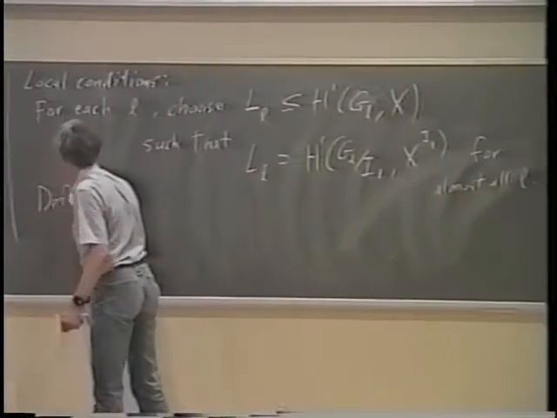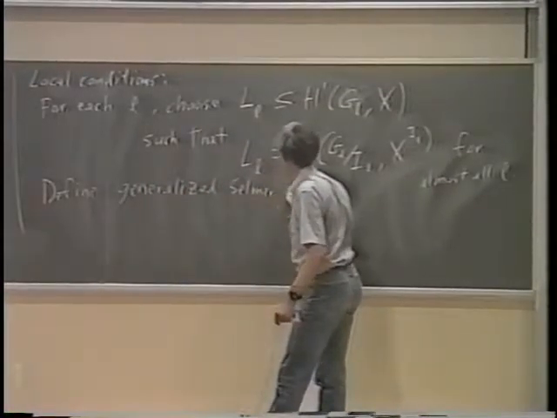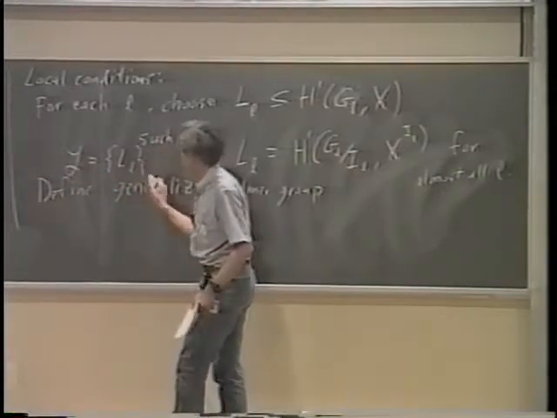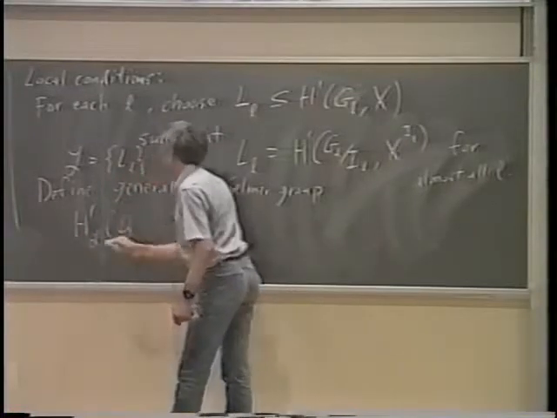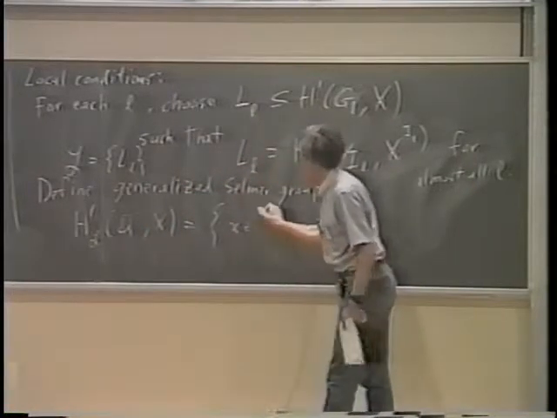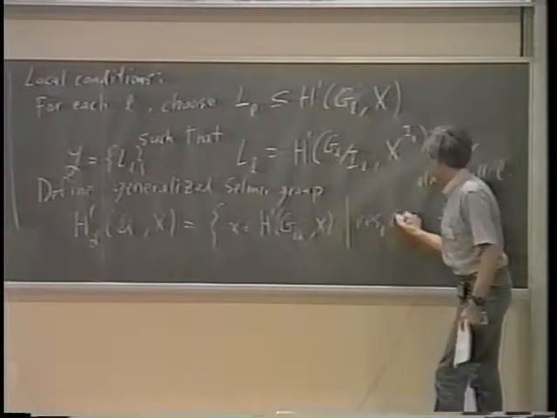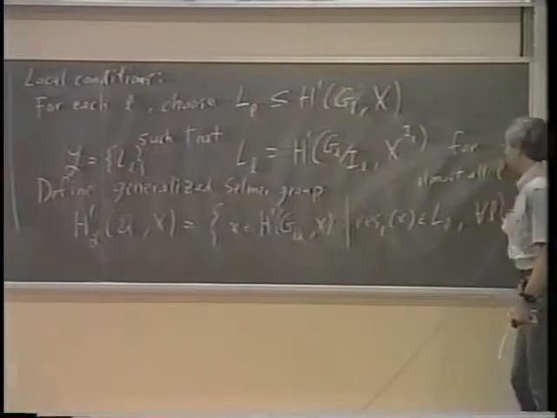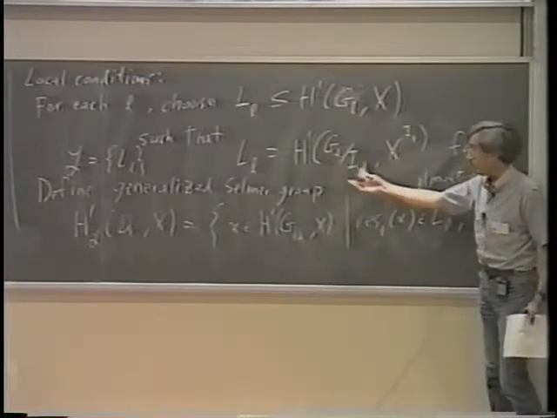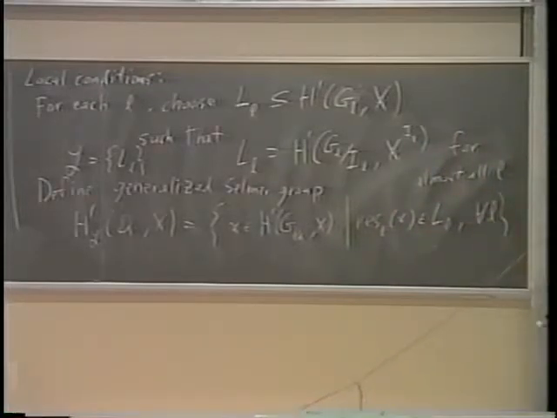And now we can define a generalized Selmer group. Let's call script L the collection L sub L. H1 L of Q, or you could write G sub Q if you want, X, to be the set of X in H1 of G_Q, X such that the restriction of X is in L sub L for all L. So you're taking a cohomology class, in particular it's unramified for almost all L. So if X is add rho or add not rho or something like that, you're going to look at deformations that are unramified at all but finitely many primes, and things like that.